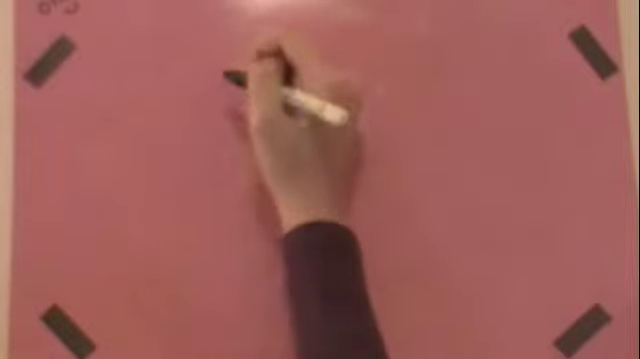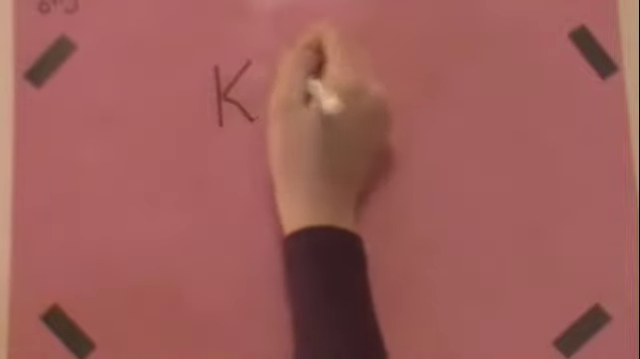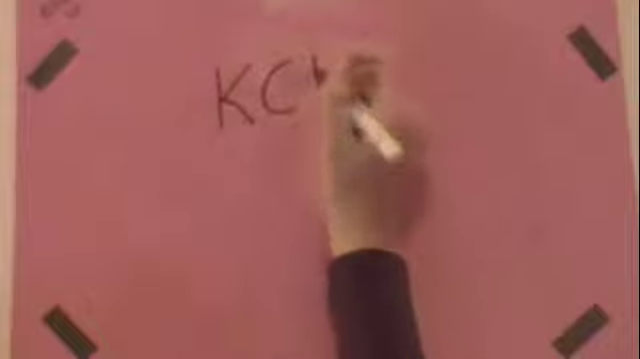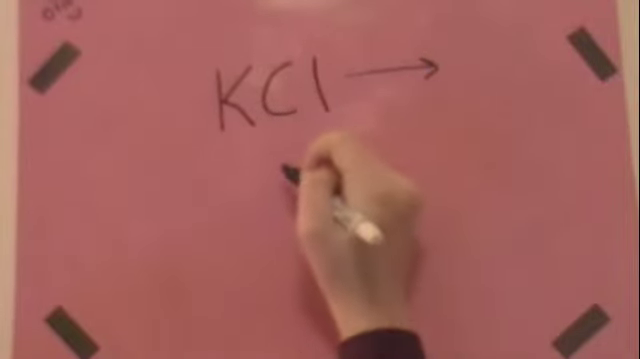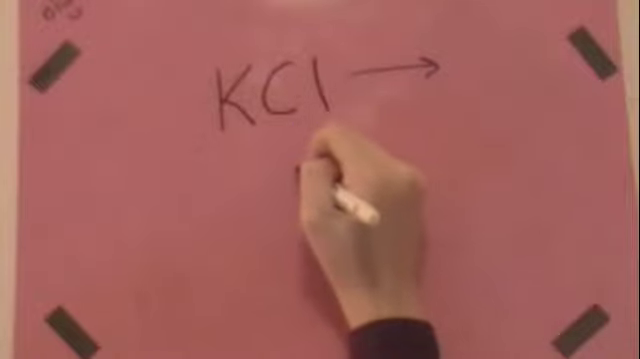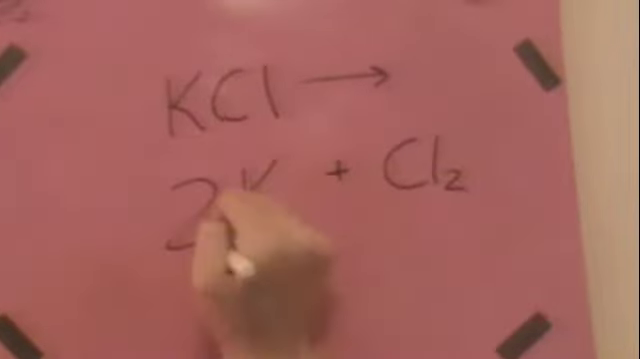Last, we have decomposition reactions. A decomposition reaction is when a compound, like KCl, breaks down into smaller elements, or into elements and smaller compounds. So KCl breaks down into K and Cl2. And to balance that, we would put a 2 here and a 2 here.